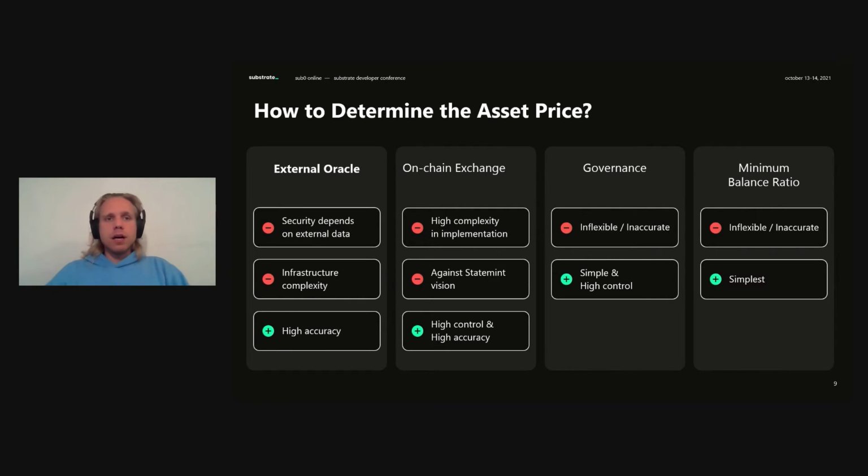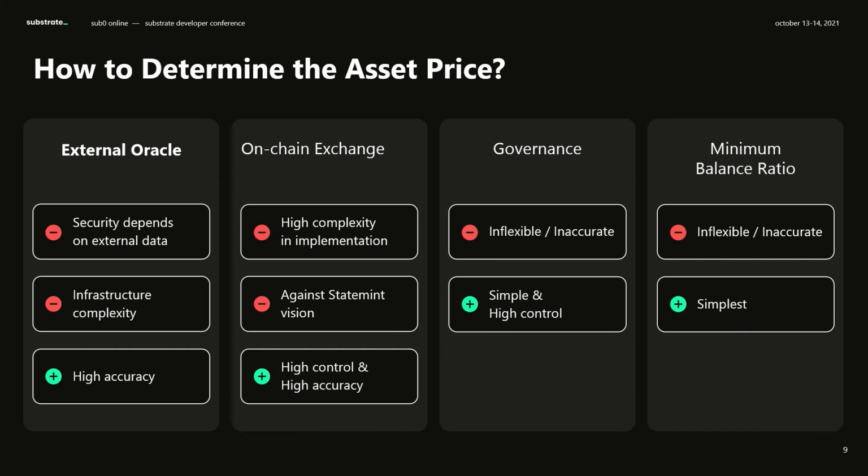There are several options on how to determine the asset price, how to determine the size of the fee. One option that we'd have is to include an external oracle, right? We could have highly accurate price data coming in. Presumably, the asset would be registered on some exchange if you want to trade it. But this would add quite a bit of infrastructure complexity, and we would need to run the middleware and so on. Also, the security of the chain now depends on the external data, and this is not particularly desirable. So we did not go for that option.